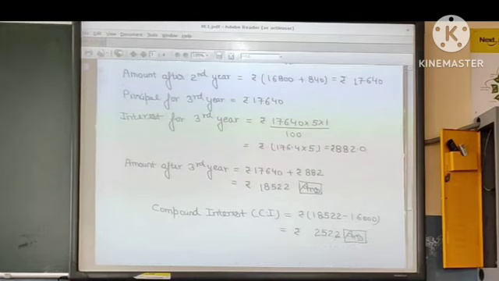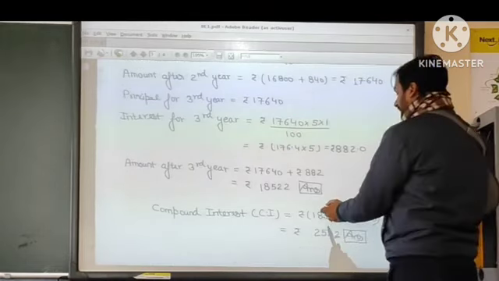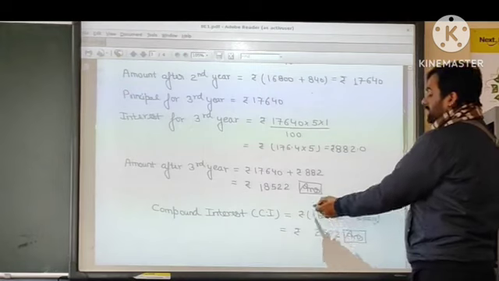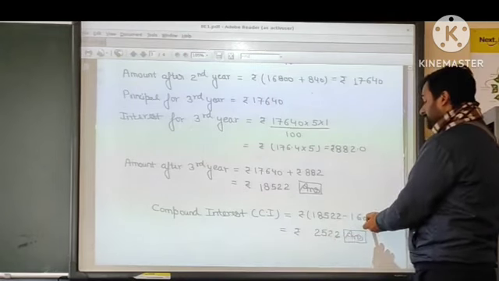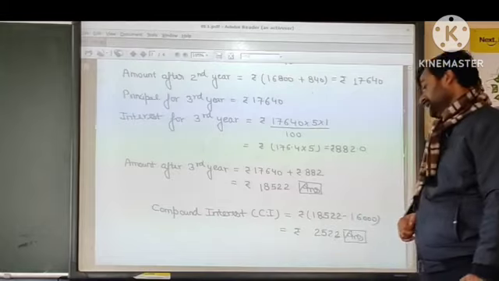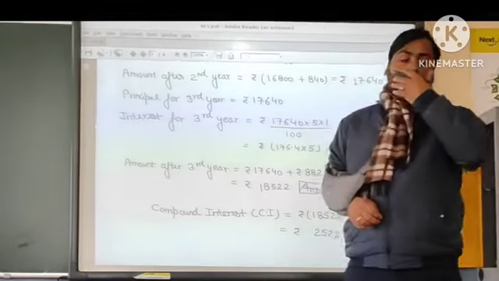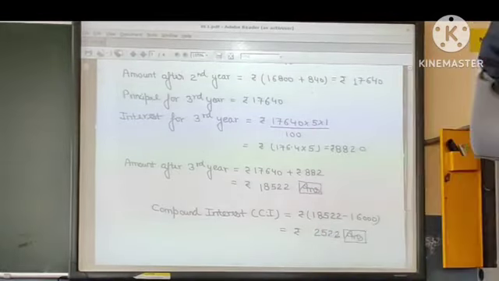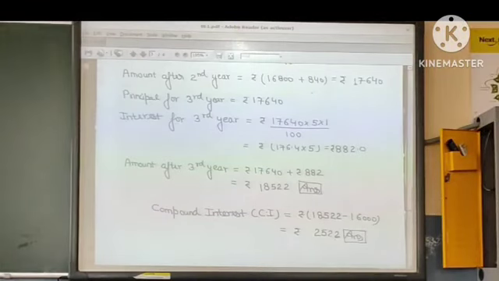Or one more way is there. What is that? You could subtract the principal of the first year from 18,522, which is the final amount, and you get the interest. 2,522, sorry. 2,522 rupees is the compound interest.